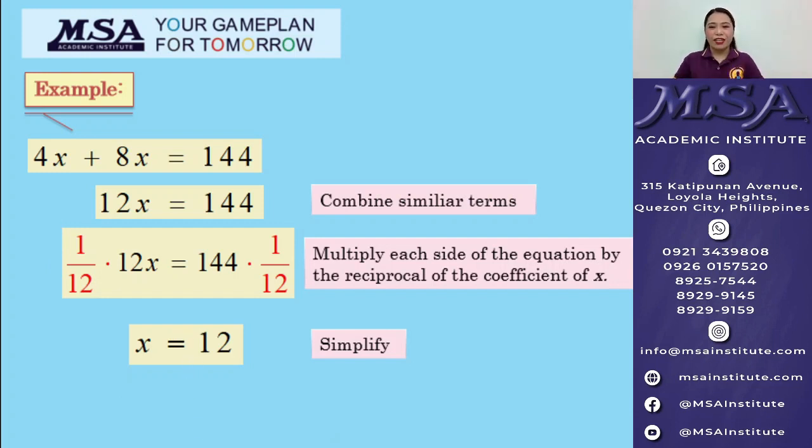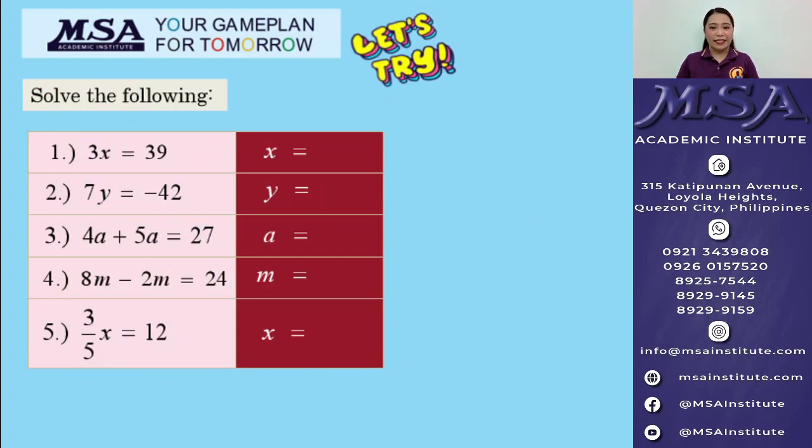Alright, so there you have it. You have 2 steps to remember when applying the multiplication property of equality. So let's try the following items. You can use your scratch paper to solve this.